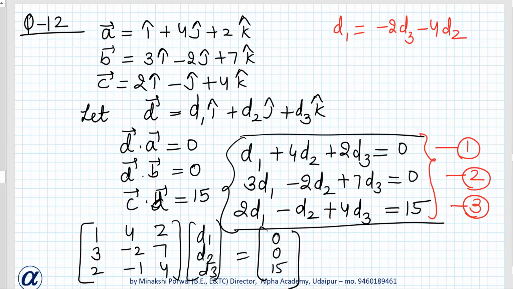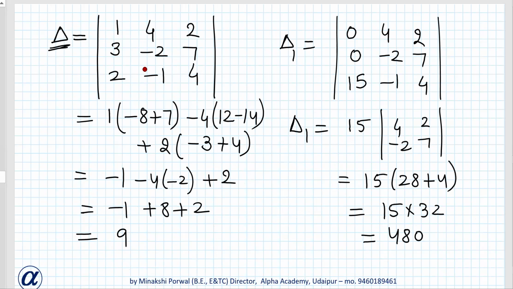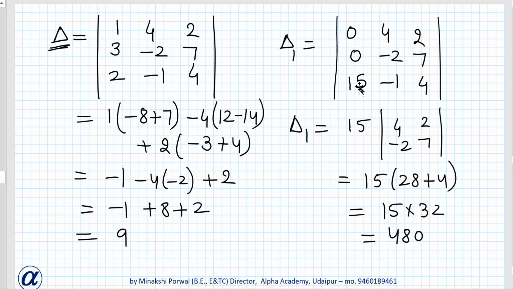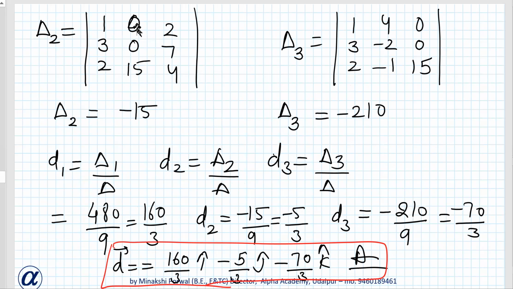3 equations we got, which we can solve by any method. We find first of all the determinant of this, which we call del. The next one, in which the first column is replaced by the constants 0, 0, 15, is del 1. Next is del 2, where the second column is replaced, and del 3, where the third column is replaced. D1 is del 1 by del, D2 is del 2 by del, and D3 is del 3 by del. Finding D1, D2 and D3 and substituting, this is the vector which is asked.